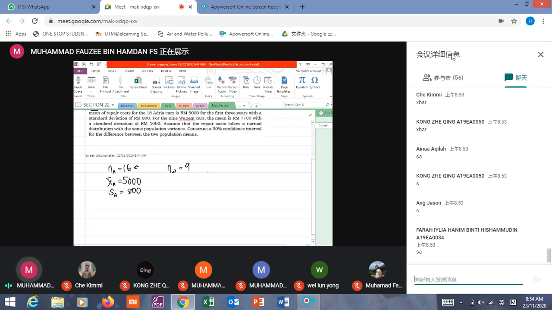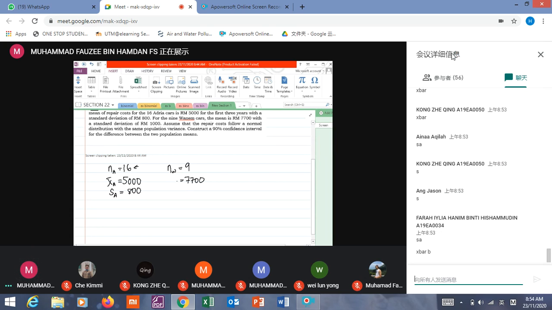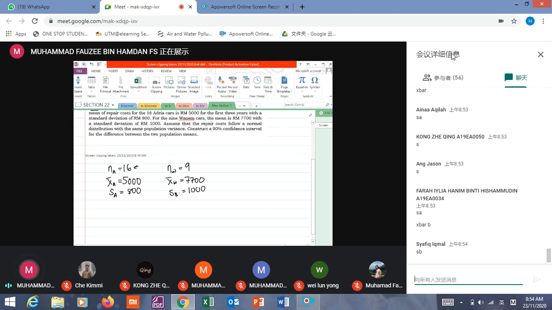Okay, for the 9 Wehan, the mean is 7,700. So what is the symbol for this one? X bar W, with standard deviation 1,000. What is the symbol for this one? S W. So you already list out some of the information.